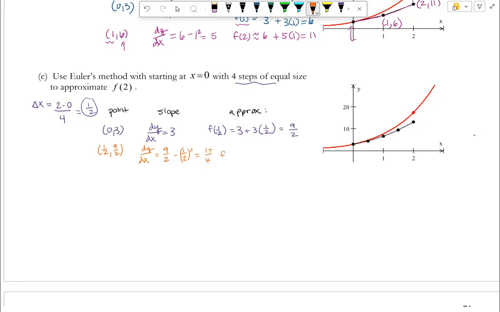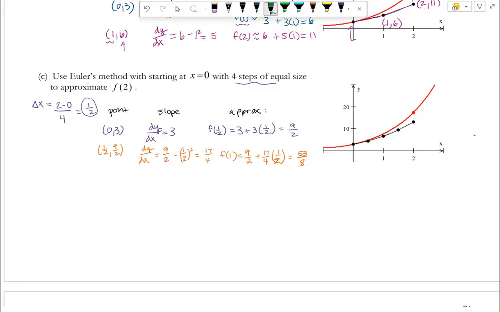And now we're finding f(1), because we're starting where x is 1/2, we're moving over a delta x of 1/2. So I'm going to have my previous output, my 9/2, plus my slope, 17/4, times delta x, 1/2. As you can see, this starts to get a little icky with these fractions. We should get a common denominator there, and we're going to have to get a denominator of 8. So that should be 53/8 when we do that.